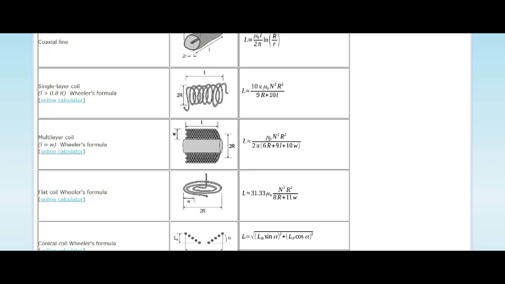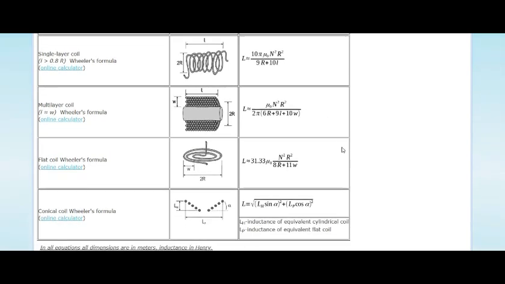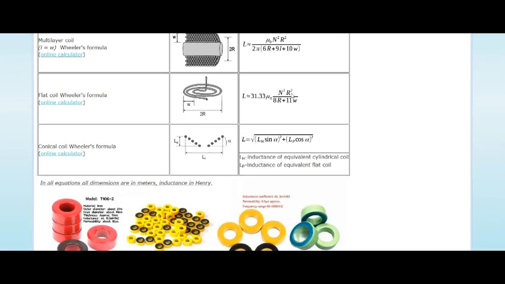And here you see the same things. N squared, turns squared. That's all the time there. R squared, radius squared. There's your pi again, and then you're worried about your radius, your length, and your width. And here with the flat spiral, n squared, r squared, u0, 8r, and 11w.